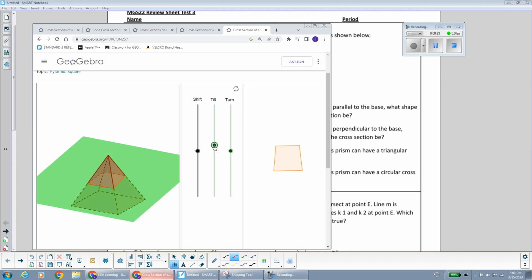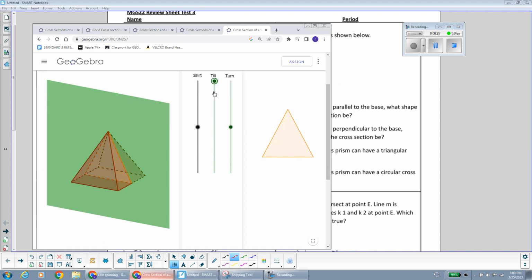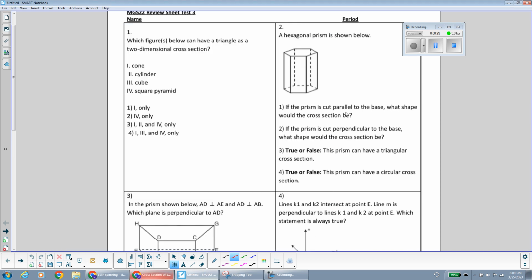So here's a square pyramid. And I see that if we slice it perpendicular to the base, we get a triangle. So square pyramid, you can definitely make a triangle with. So already that eliminates answer choice 1 because 4 it definitely works for.